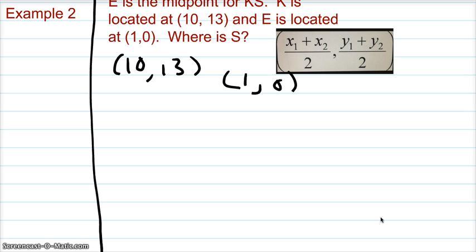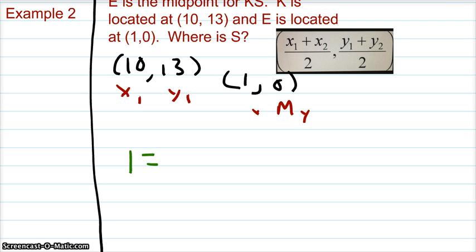So I'm going to put the formula up here again. Alright, so 10, 13 is an endpoint, so this is my x1, y1. And the 1, 0 is my midpoint, so this is my midpoint x and my midpoint y. So when you have it this way, you do have to write it a little different. You still use the same formula, but you're going to separate it.